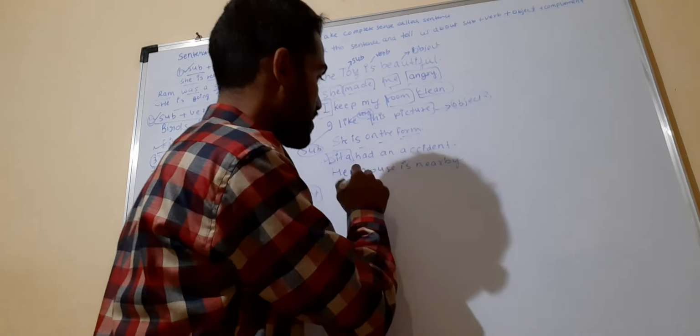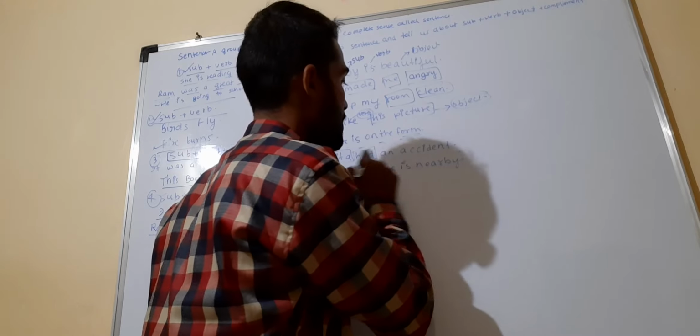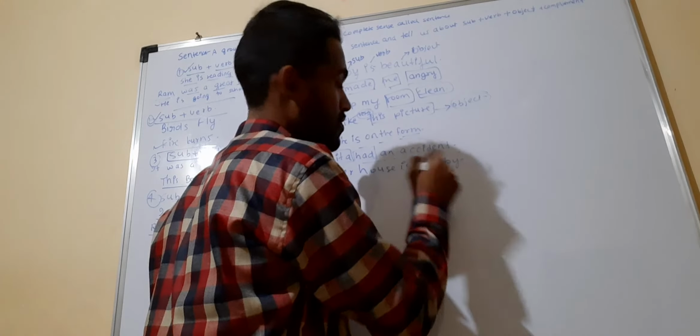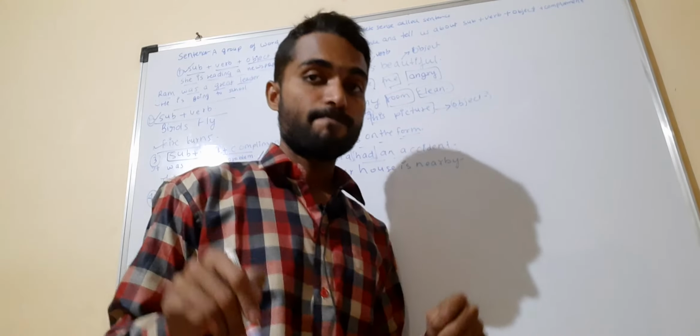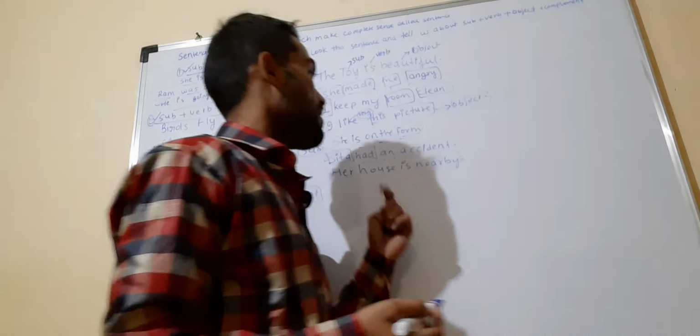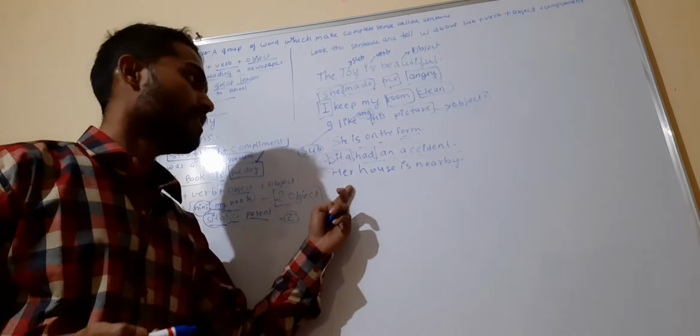This is a subject. Sita had an accident. Okay, so what is had? This one is a helping verb, and an is a preposition which we will talk about in grammar. Next we will talk about what the an is here, and then accident, this one is the object here. Okay, and her house is nearby.